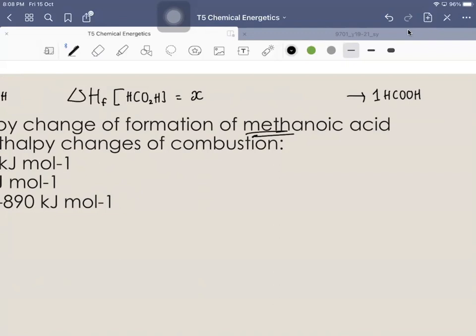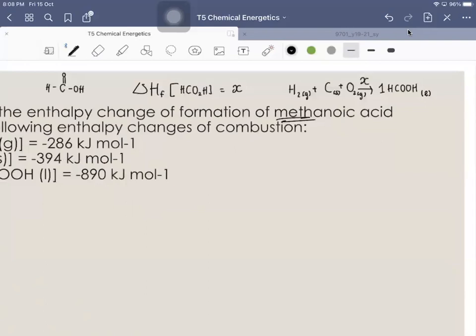Methanoic acid, I believe, would be a liquid at room temperature. And then from elements in its standard state. So I've got hydrogen, which exists as a diatomic molecule, carbon, which exists as a solid, and oxygen, which exists as a diatomic molecule. And the next thing I need to do is just balance, and it balanced out nicely. Okay, so I've got 2 hydrogen, 1 carbon and 2 oxygen. Okay, so that's my equation for X.